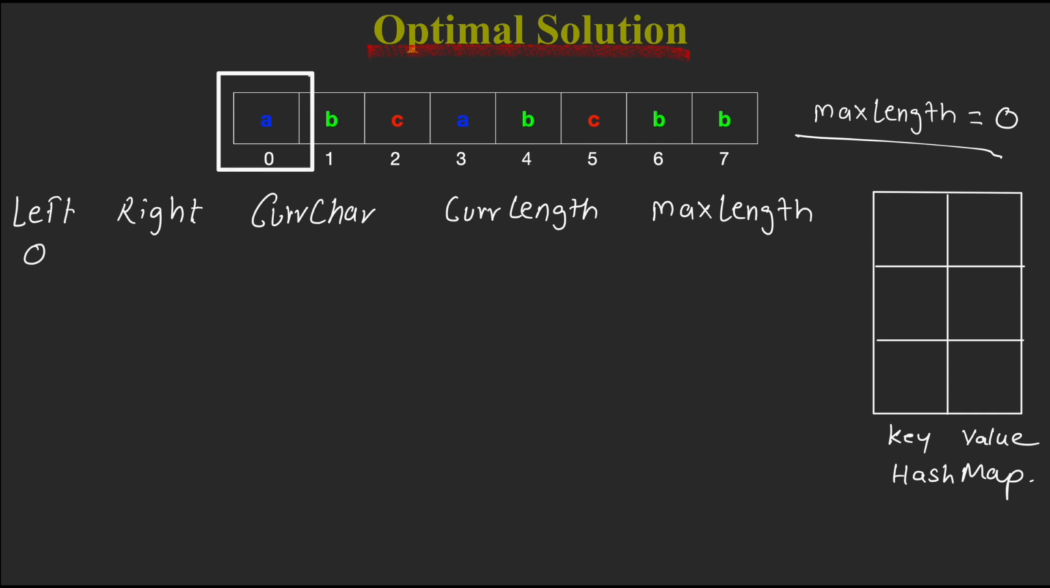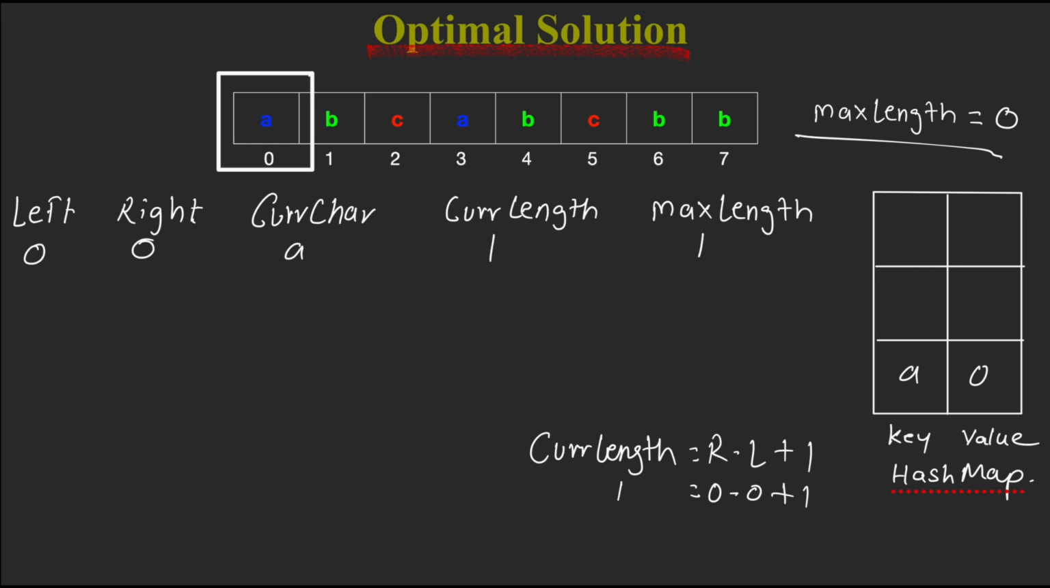Iteration 1. Right is at index 0. Current character is A. A is not in our map. We add A and its index 0 to the map. Our current window is A. Calculate the current length. Current length is equal to right minus left plus 1. 0 minus 0 plus 1 is equal to 1. Maximum of 0, 1 is 1, so max length becomes 1.